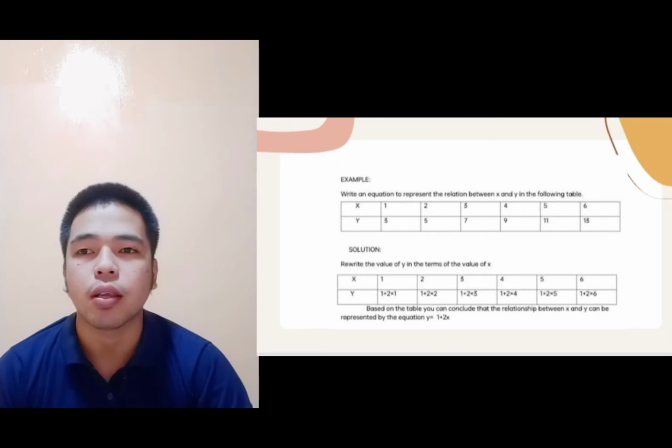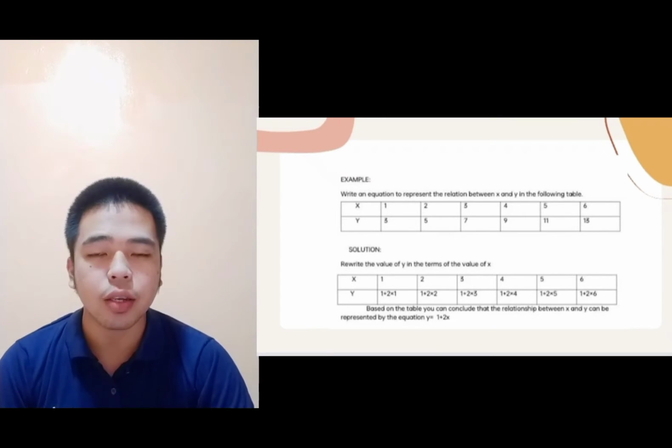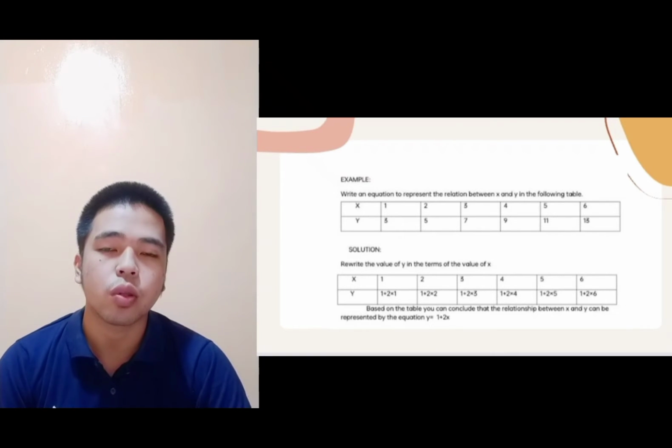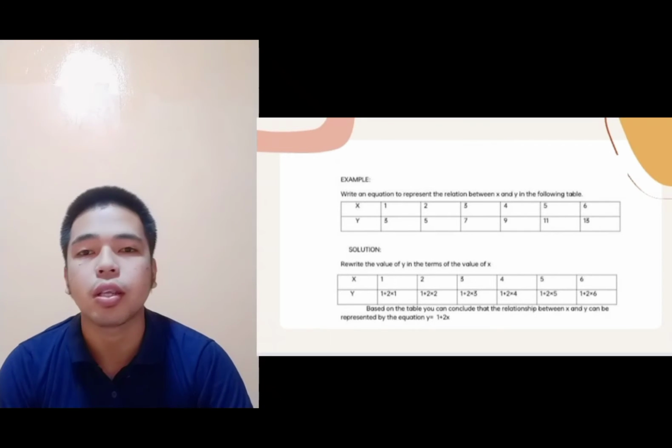Example number 1. Write an equation to represent the relation between x and y in the following table. X is equal to 1, 2, 3, 4, 5, 6. Y is equal to 3, 5, 7, 9, 11, 13.